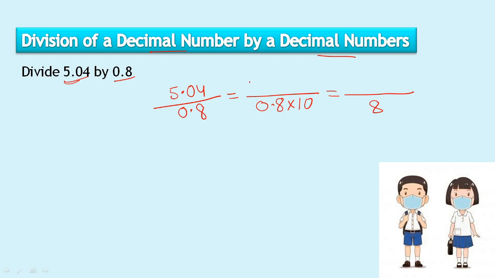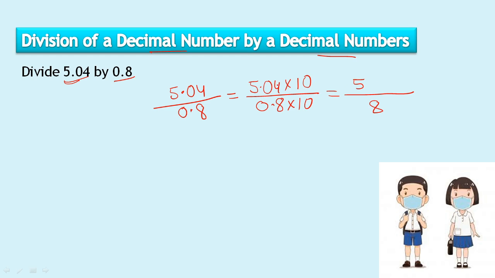Now 5.04 we have in the numerator, but since we have multiplied 10 with the denominator, why shall we not multiply the 10 again in the numerator? Then only the maths will remain the same. Otherwise it will become wrong. You are multiplying with this 0.8, but you are not multiplying with this 5.04. That is wrong. So that's why whatever is multiplied in the denominator will be multiplied in the numerator too. So what will be the answer?